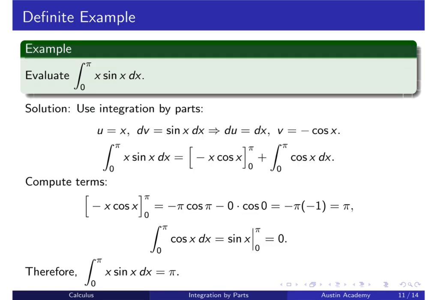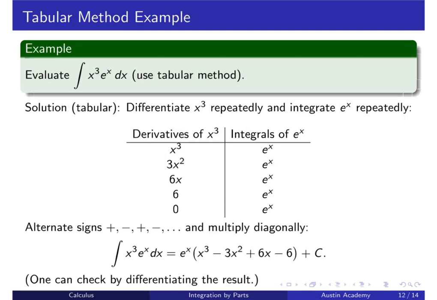Example 5. Let's evaluate the integral from 0 to pi of x sin x dx. Set u equals x, dv equals sin x dx, so du equals dx and v equals negative cos x. The integral equals negative x cos x, evaluated from 0 to pi, plus the integral from 0 to pi of cos x dx. The first term is negative pi cos pi minus 0 cos 0, which is negative pi times negative 1, giving pi. The second term is sin x from 0 to pi, which equals 0. Final answer, pi.